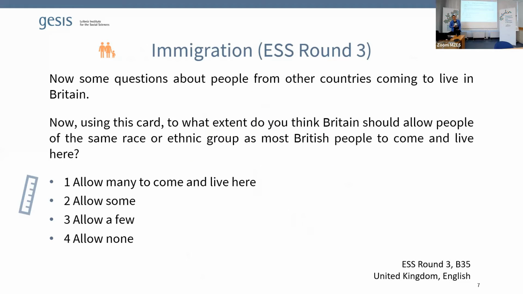Consider this example. This is from the ESS round 3. It's supposed to capture immigration attitudes. "Now, some questions about people from other countries coming to live in Britain. Now, using this card, to what extent do you think Britain should allow people of the same race or ethnic group as most British people to come and live here? Allow many to come and live here, allow some, allow a few, allow none."